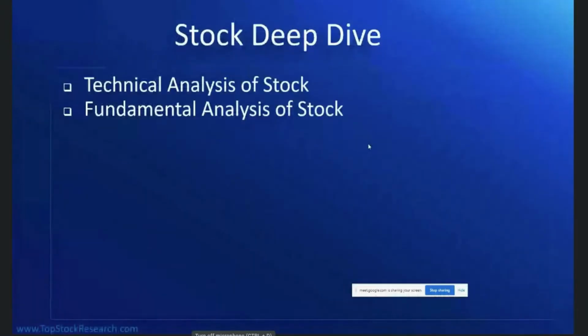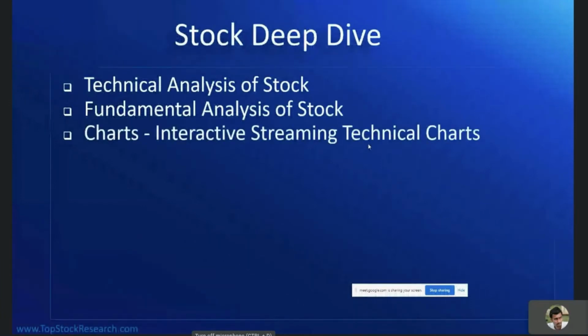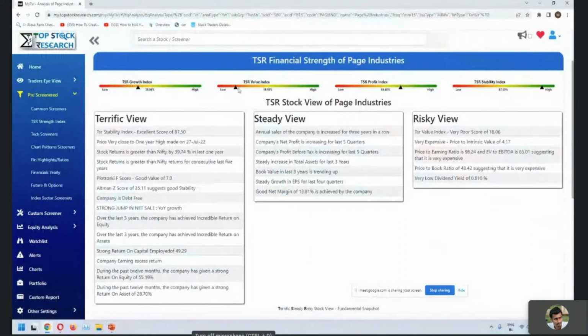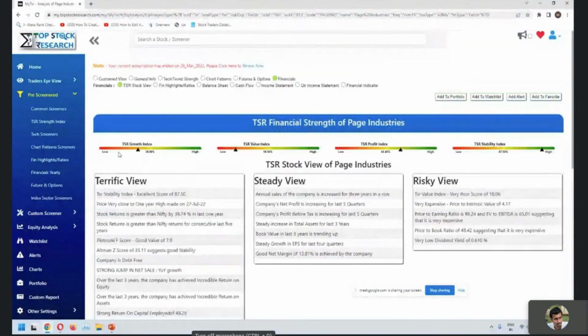In the fundamental analysis, similar to technical analysis, we have growth, value, profit, and stability index. Why these are different and why some of them are more important than others: one of the first rules of investing is basically to preserve your capital, right? So depending on your investment, you should have a decent mix of all.